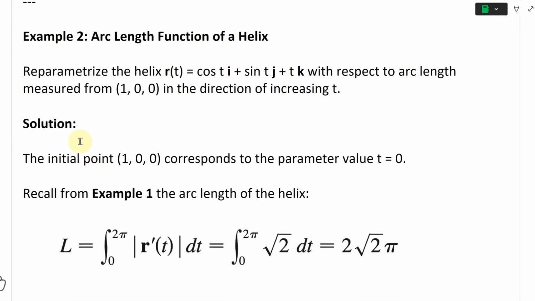And so, a solution: the initial point (1, 0, 0) corresponds to parameter t equals 0. That's because, again, the t right here is the z component. The z component here is 0, so t is 0. And also recall from example 1, this is actually just example 1.